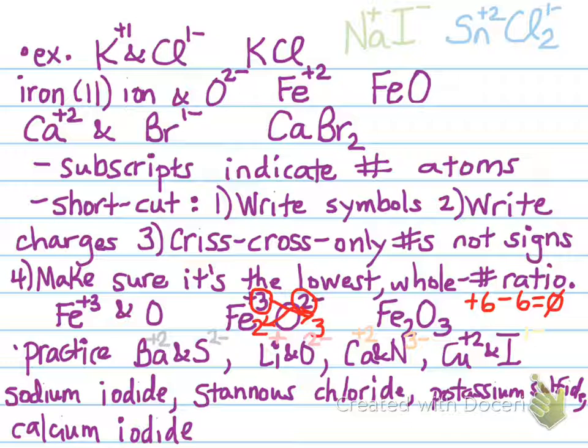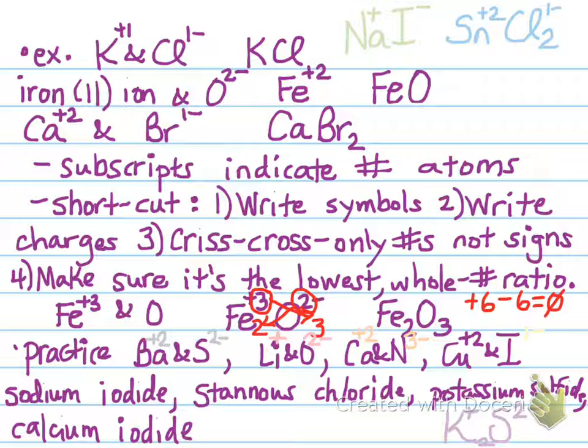Potassium sulfide. Potassium is K. It's in group 1A, so it can lose 1 or gain 7. It's going to lose 1. Sulfide is S. It's in group 6A. It could lose 6 or gain 2. It's going to gain 2. I crisscross down, and I get K2S.